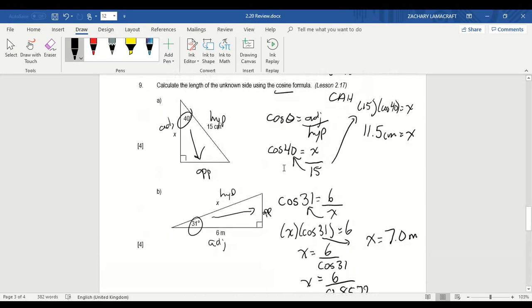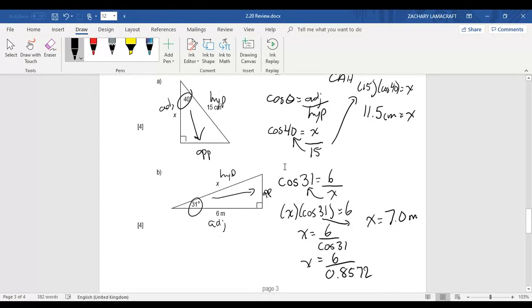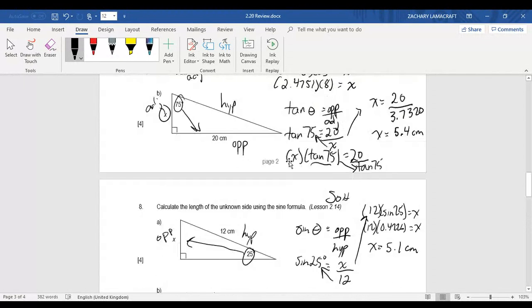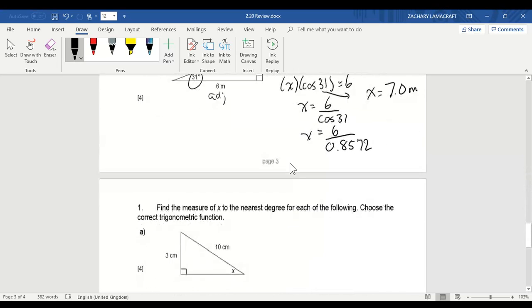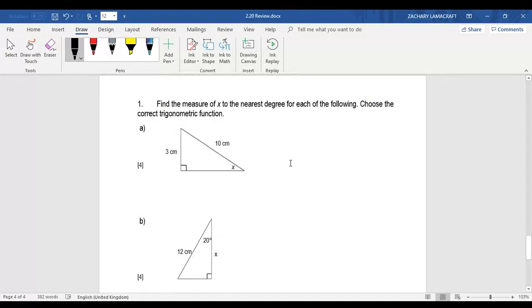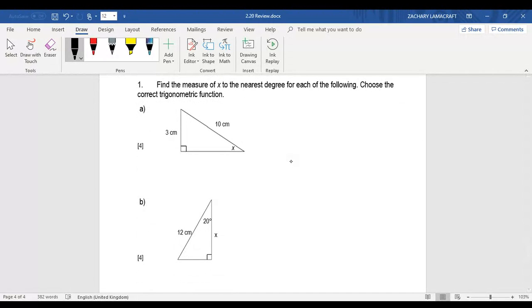Okay, so we've gone through how to find the unknown side based on our different ratios, being tan, sine, and cosine. And now we're going to have to find the measure of x to the nearest degree. So when we know degrees, we're going to have to use tan⁻¹, cos⁻¹, or sine⁻¹. And we're actually going to have to choose the correct trigonometric function.